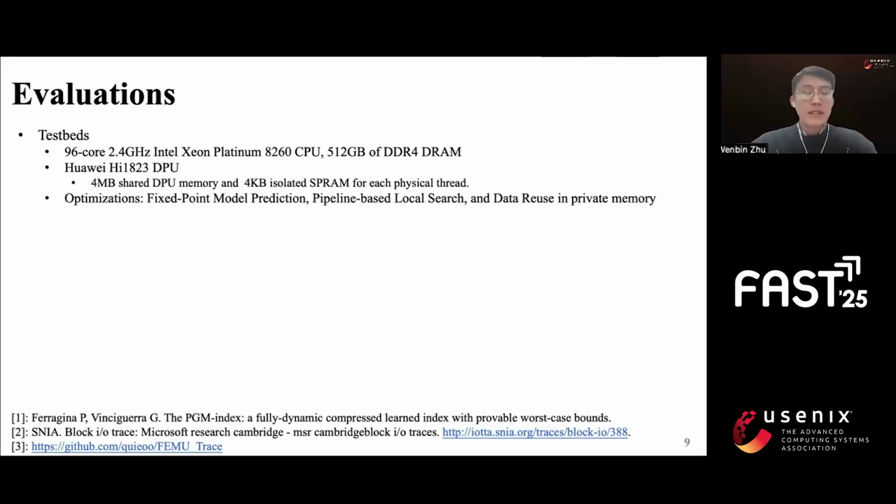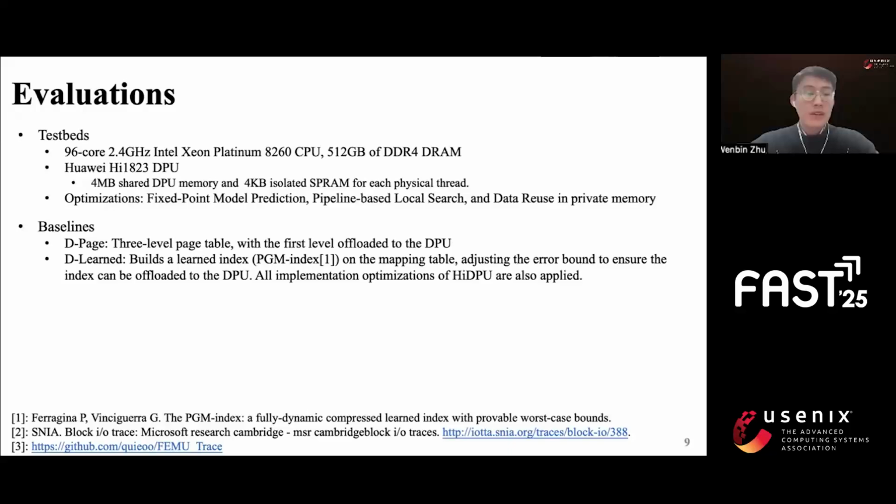We have implemented a HiDPU prototype on a Huawei DPU. It has 4 megabytes of internal memory shared by all threads, and each DPU thread is also equipped with 4 kilobytes of private memory. We have also implemented several optimizations in the DPU to increase the efficiency of processing learned indexes. They include fixed point model calculation, pipeline-based local search, and data reuse.